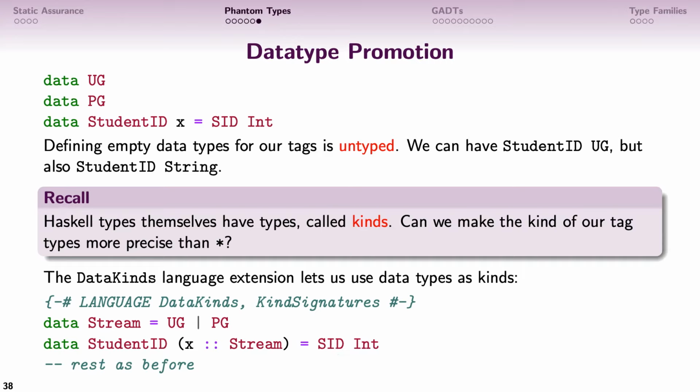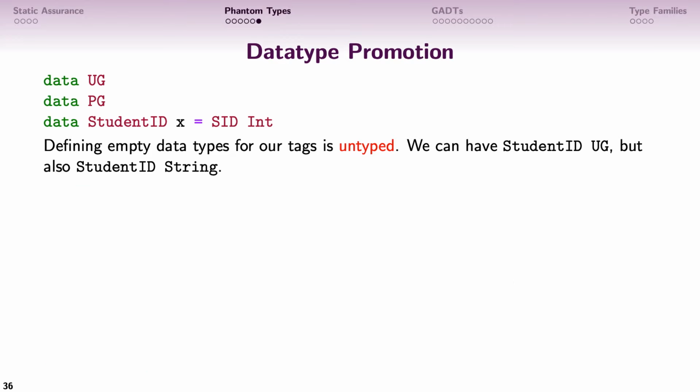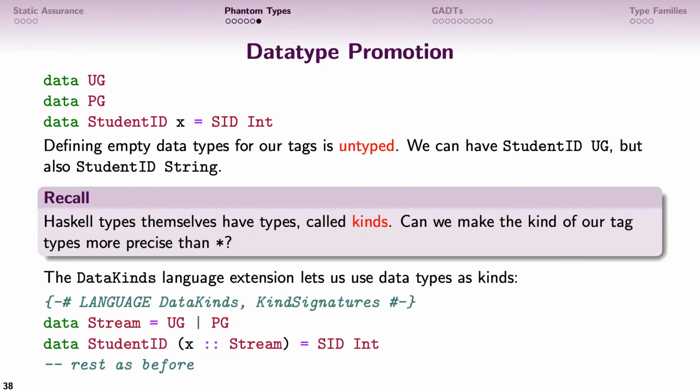So this data type promotion feature cleans up the one sort of infelicity about these phantom types, which essentially is that they look a little bit hacky with these empty types that inhabit the kind star, but they're not even really types, they're just tags. Now we can have a separate kind for those tags and separate kinds for each one of the tags that we want to use. Okay, so that's phantom types.